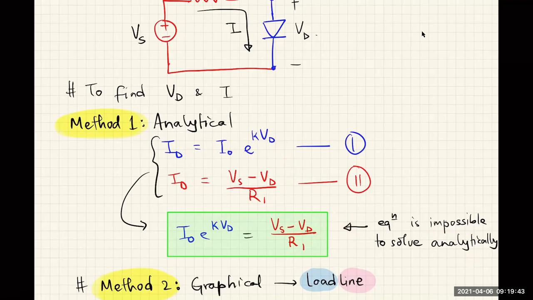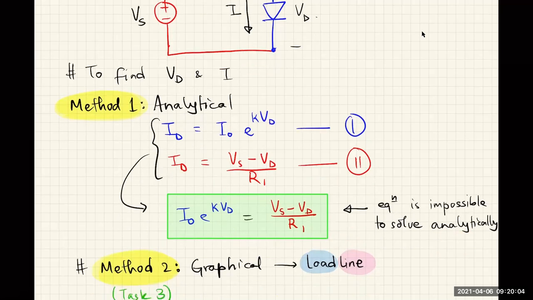right? Obviously, you can ask your calculator to give you the solution to this equation, and it probably will give it to you. But the main point here is that this is an equation that we cannot get a closed form solution for.